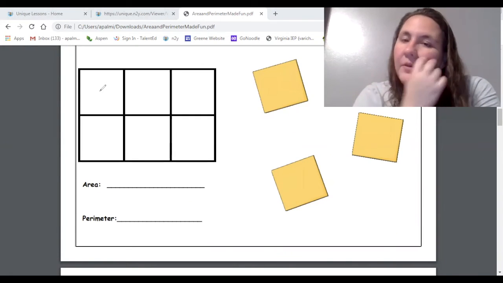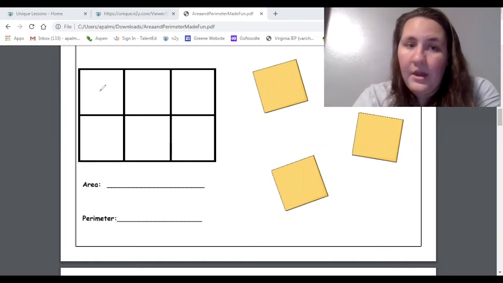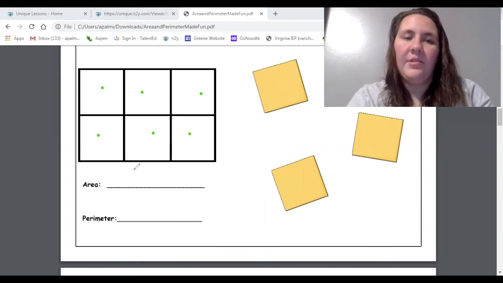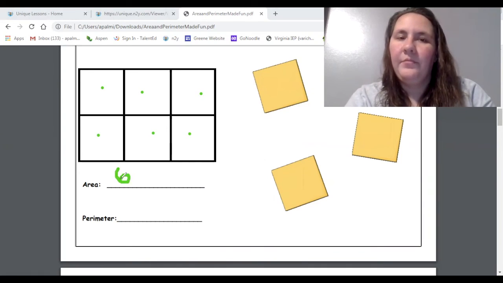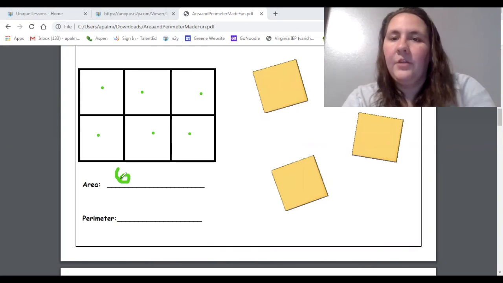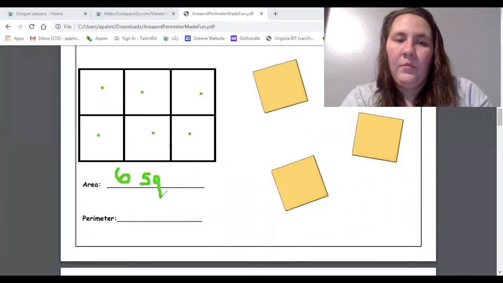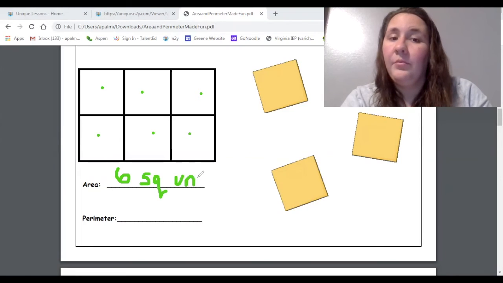I want you to touch it with your finger, or you can touch them on your worksheet at home. Are we ready? 1, 2, 3, 4, 5, and 6. Beautiful job. 6. And do I write units or square units? Square units, very good, because remember this is the whole space, so it's a bigger number. Square units. Okay, so let's talk about perimeter.